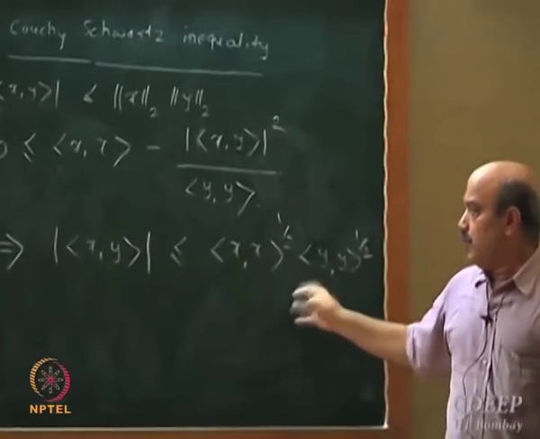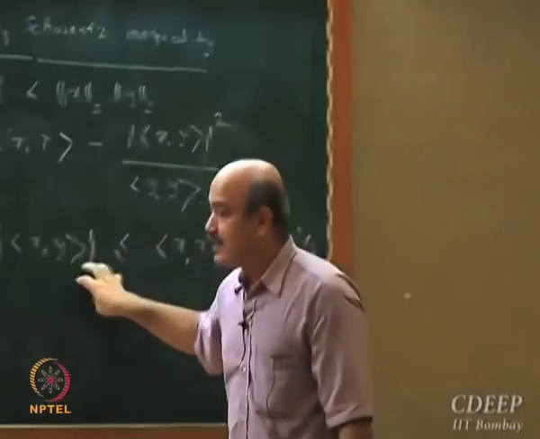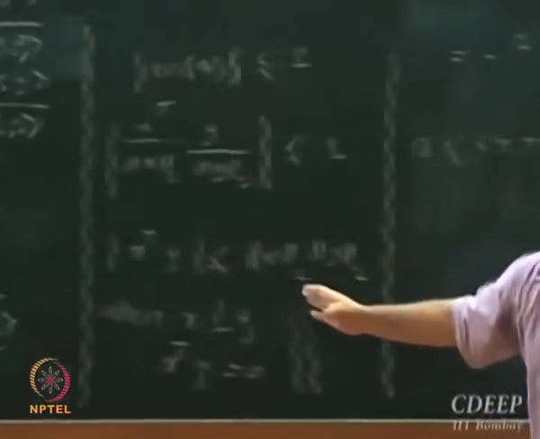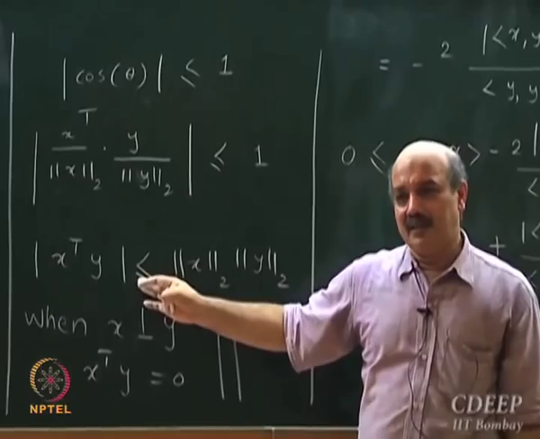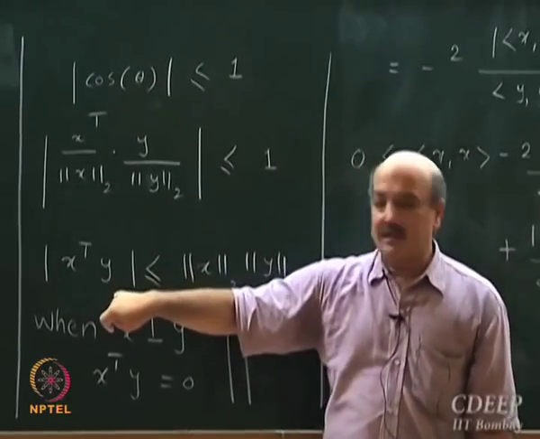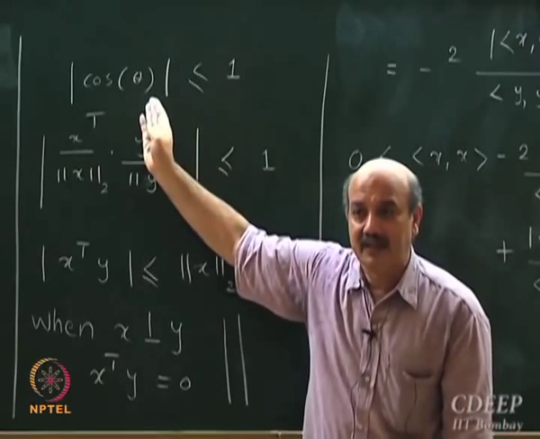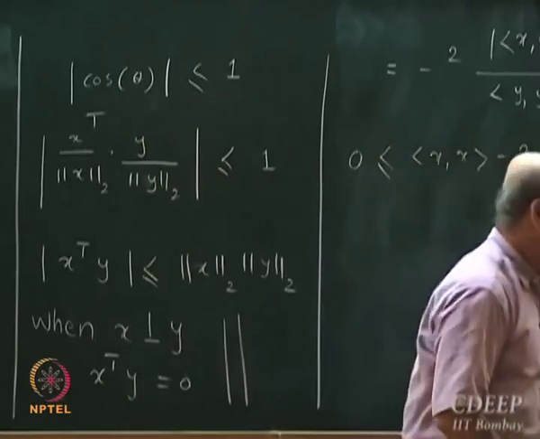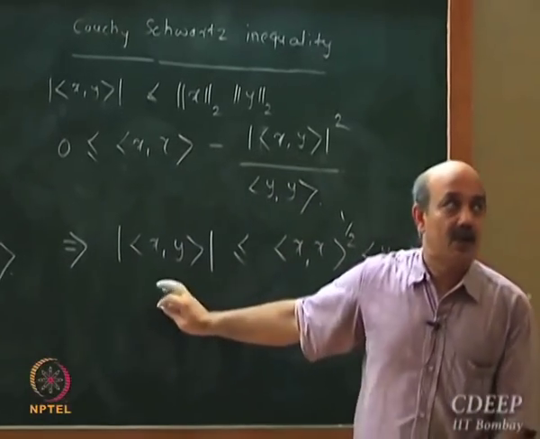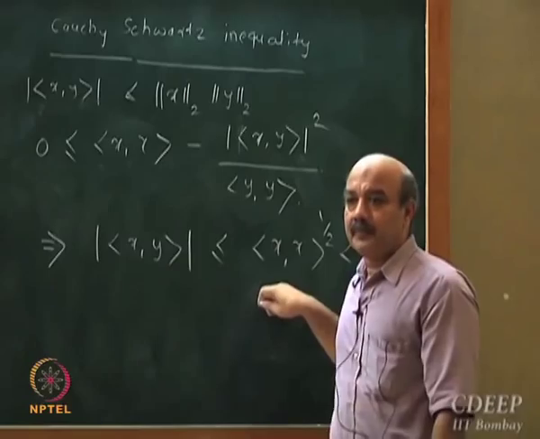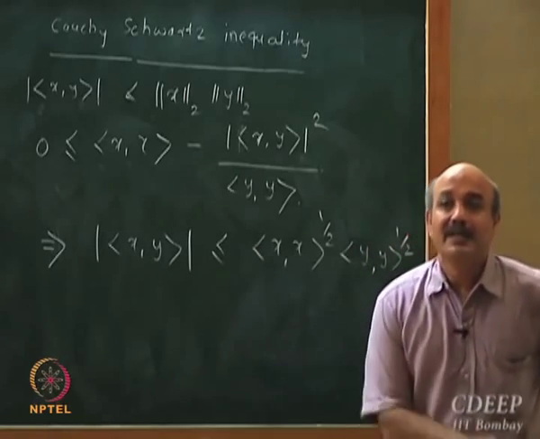Okay, so what is this? This inequality is the same as this result in 3 dimensions, which we know. No difference. X dot product y, mod of that, is always less than this, which is nothing but cos theta less than 1. Okay. So I have proved an inequality which is called the Cauchy-Schwarz inequality. And this helps us to prove the triangle inequality.